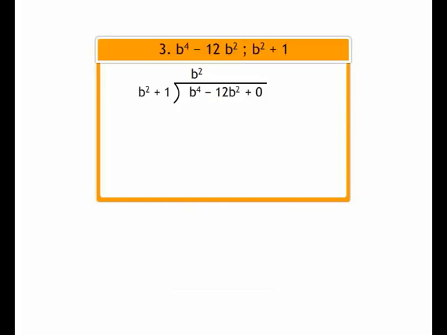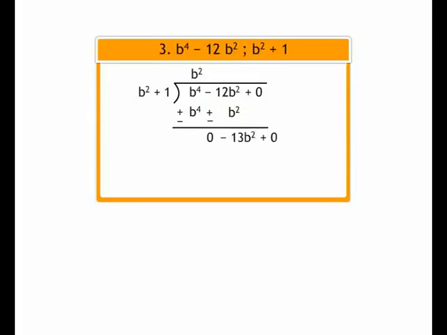After this, we will multiply the quotient, that is b square, with the divisor, that is b square plus 1. As b square multiplied by b square plus 1 is equal to b raised to 4 plus b square, we will now write this product exactly below that part of the dividend whose polynomial bears the same index. Thus, we will write b raised to 4 below b raised to 4 and b square below minus 12b square. Now, after changing the signs of both the terms of the product, we get 0 minus 13b square.